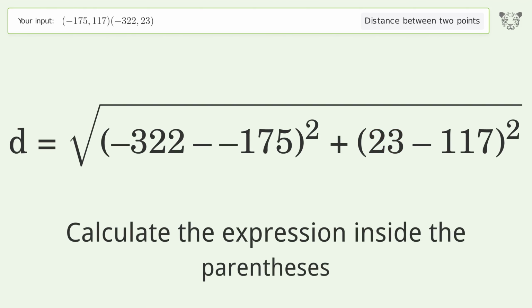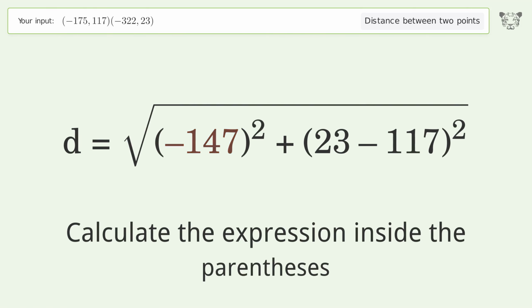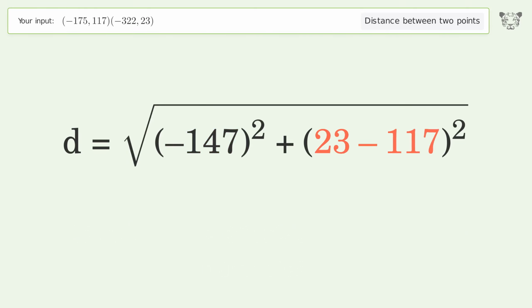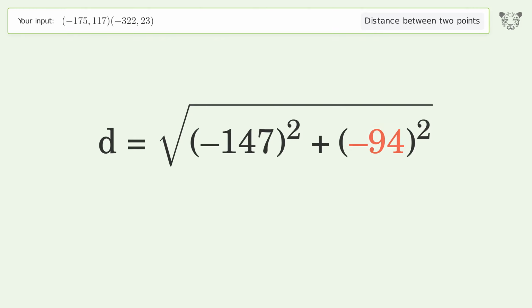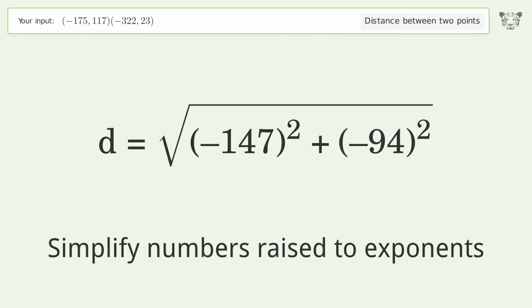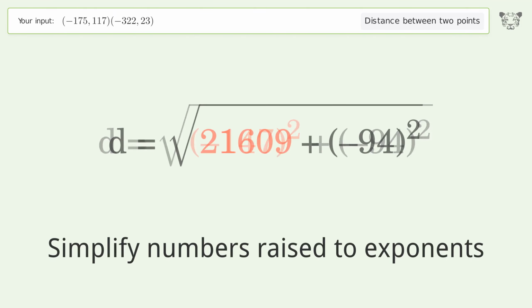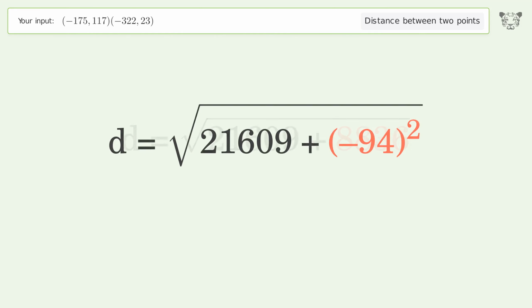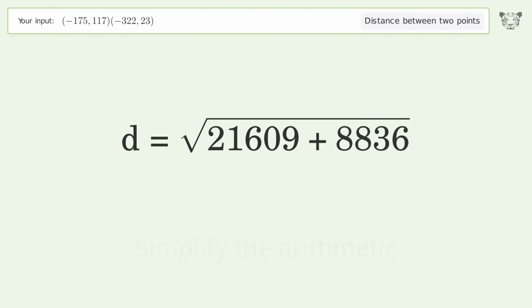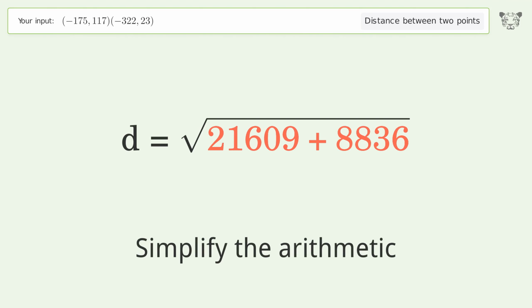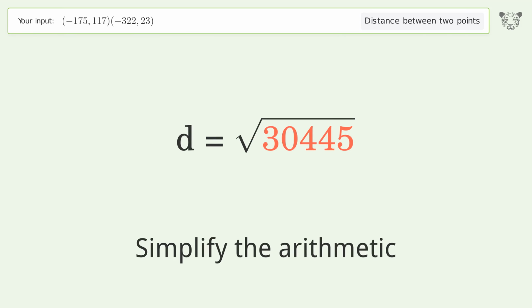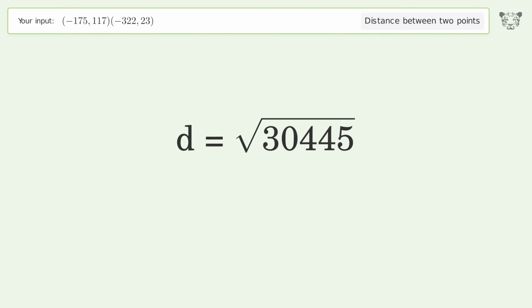Calculate the expression inside the parentheses. Simplify numbers raised to exponents. Simplify the arithmetic. And so the distance between the 2 points is the square root of 30,445 or 174.485.